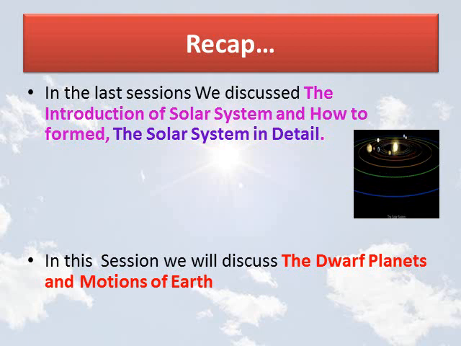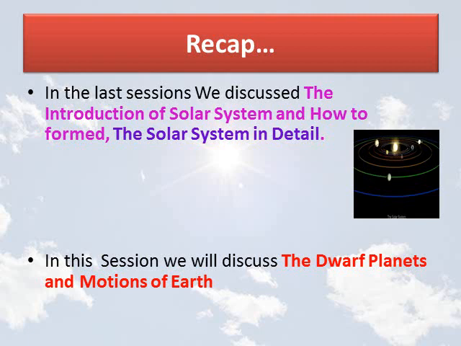The surface temperature of the Sun is about 6000 degrees Celsius. It is a source of light and heat energy to the entire solar system. And sunlight takes about 8.3 minutes to reach the Earth. We also learned about the planets in the solar system.